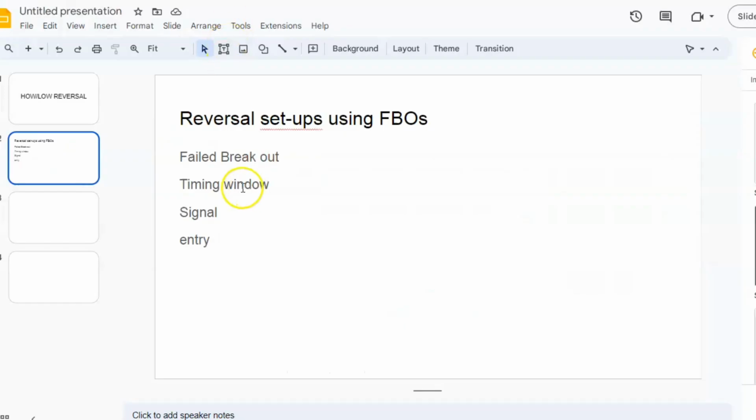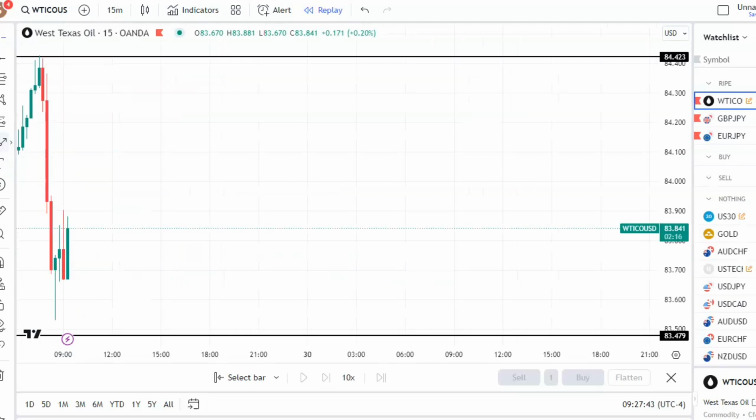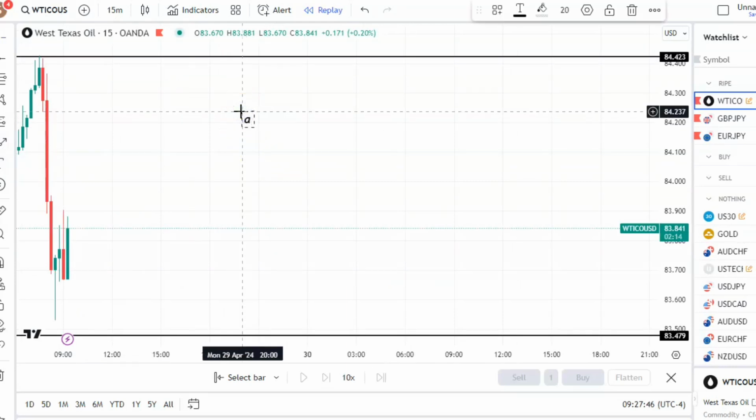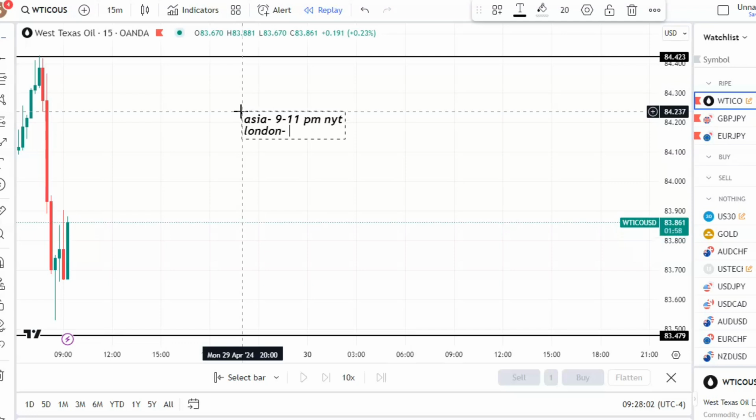When do we look for the signal? So the timing window is very simple. For Asia, we look for our trade setup from 9 to 11 p.m. New York time. And then for London, it's from 3 to 5 a.m. New York time. And then for New York, it's 9 to 11 a.m. New York time.